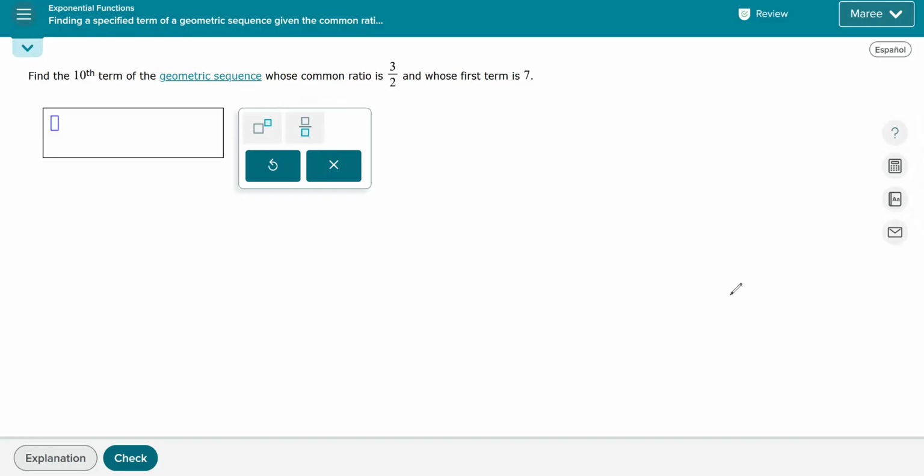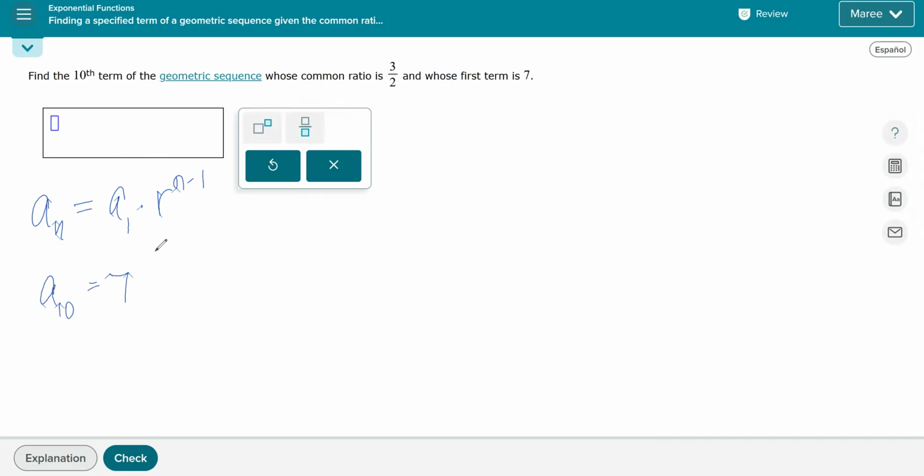When we're finding a specified term of a geometric sequence, we're given the common ratio and the first term. We use a sub n, where n is the nth term that you're trying to find. So in this case, n would be 10. It's the first term times the common ratio raised to the n minus 1. So we want the 10th term.